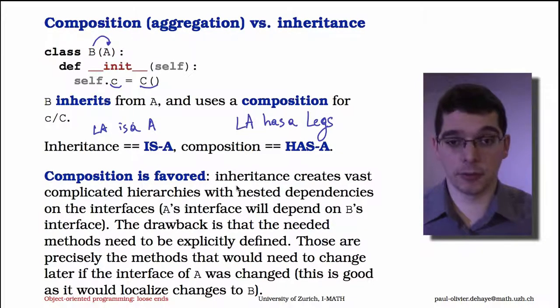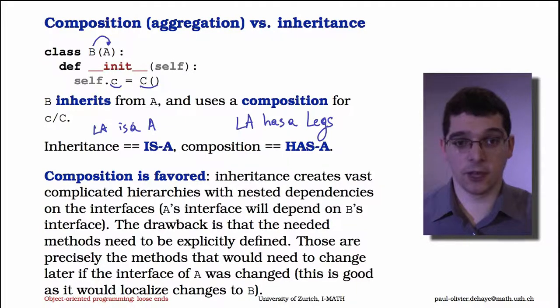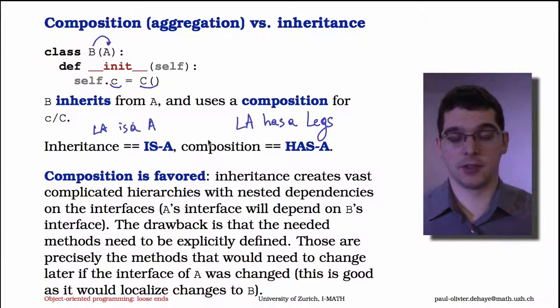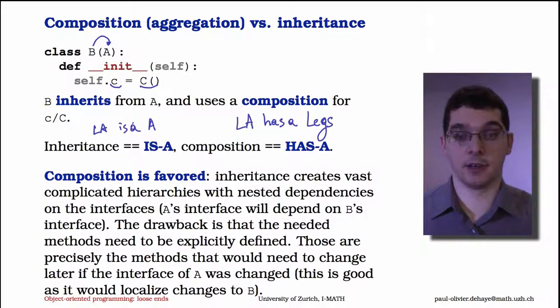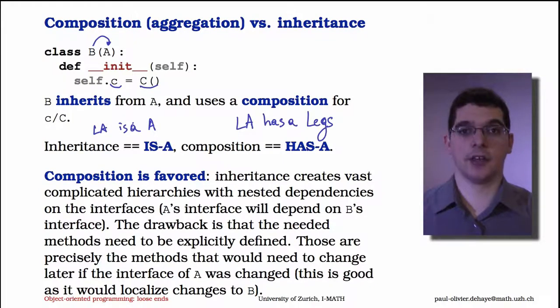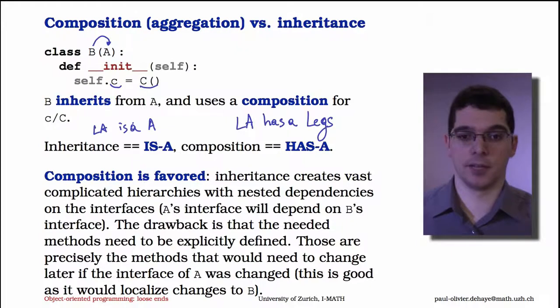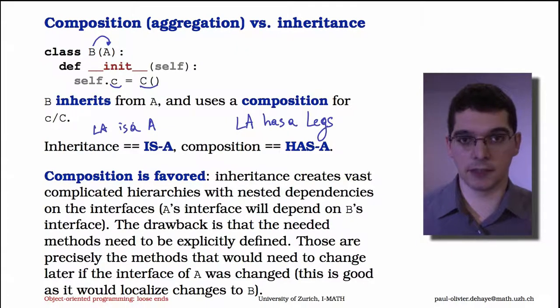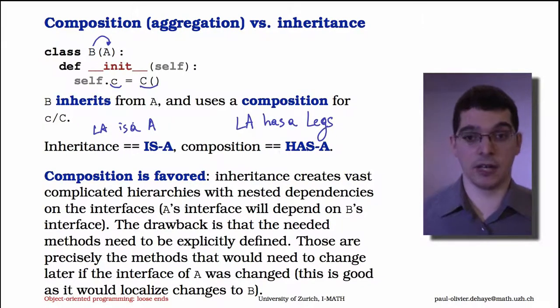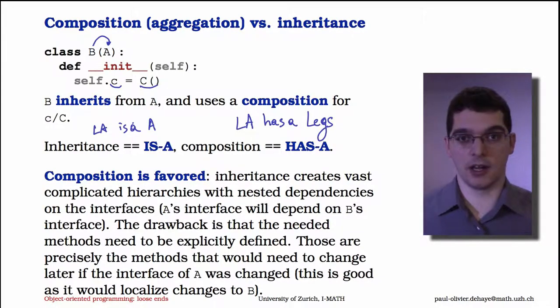Now, in general, people say that composition is favored, and I tend to agree, because inheritance, as we've seen, or as you will realize, tends to create very vast, complicated hierarchies, with lots of nested dependencies on the interfaces. So you're always saying, okay, I want the interface of this class to rely on the interface of that other class, where I dump in more stuff. So if you change the class you inherit from, or at least its interface, you have to change the class that inherited. So that's a dependency that you might not like.